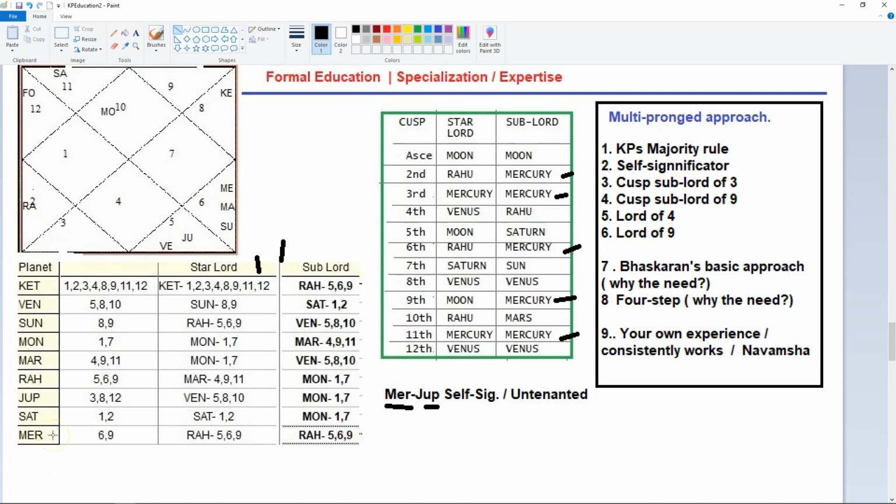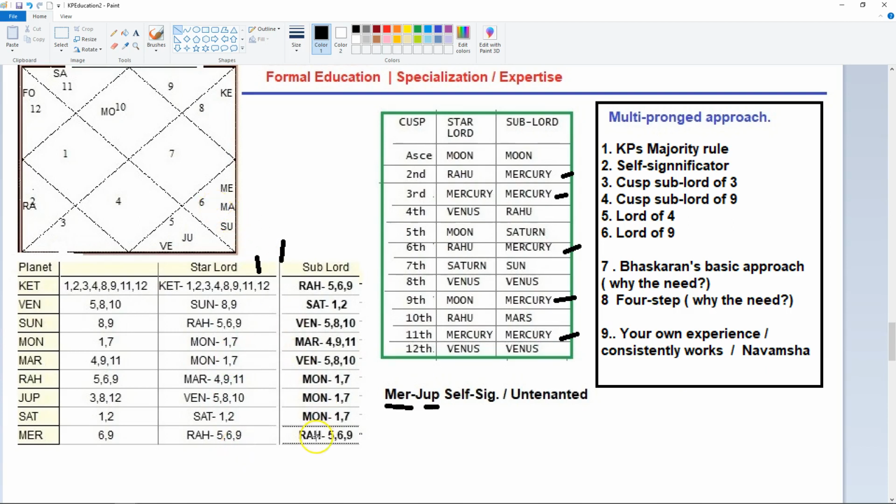Now let's focus on Mercury, because we have seen that Mercury appears at so many places in this cusp chart. Mercury is in the star of Rahu, which is in the fifth house. The fifth house is a very good house from the education point of view, because it is the house of intelligence. It makes a person very intelligent in a certain area of his or her liking. Rahu also represents the sixth house and the ninth house. Both of these houses are very good.